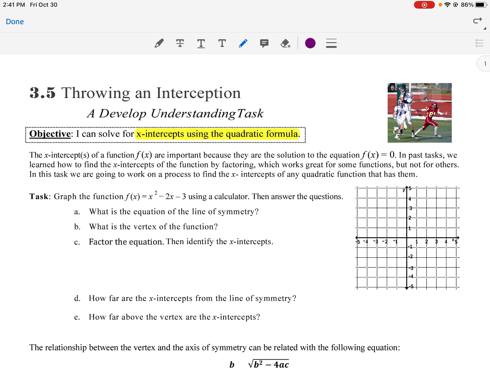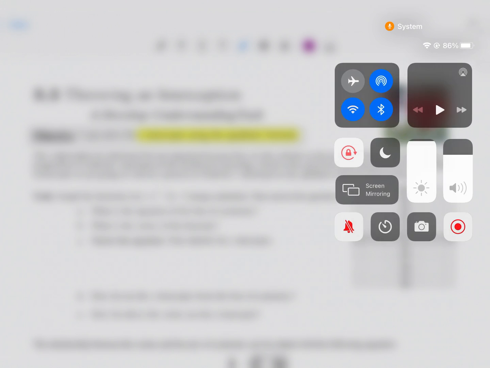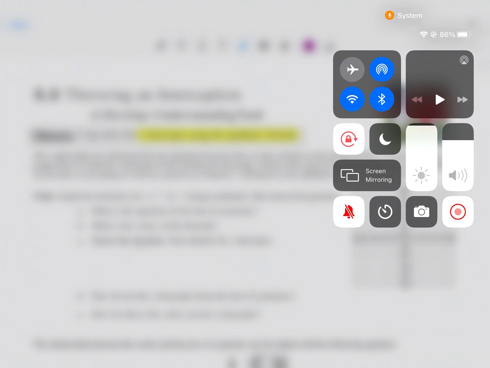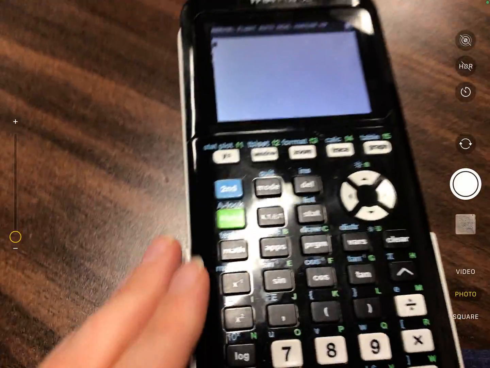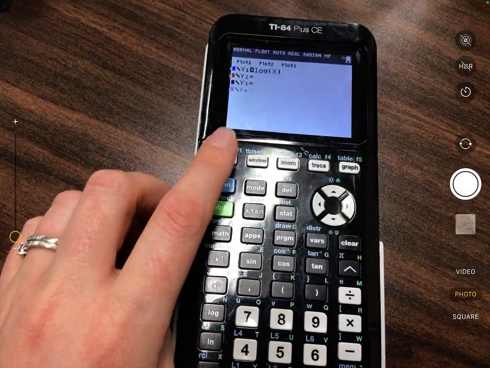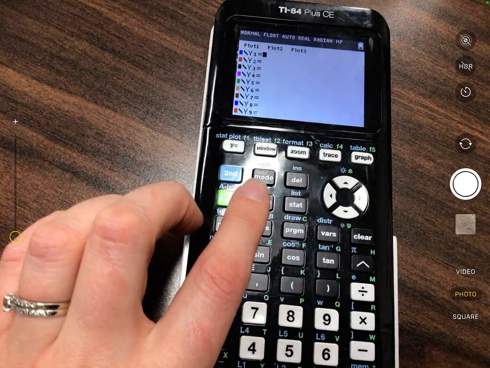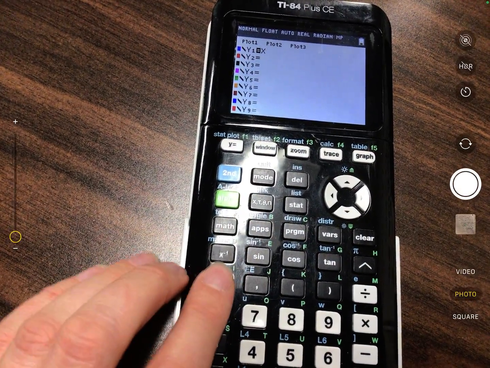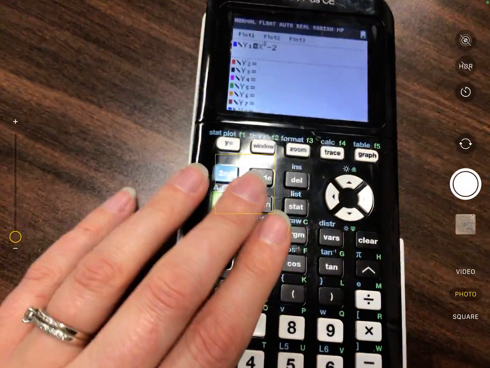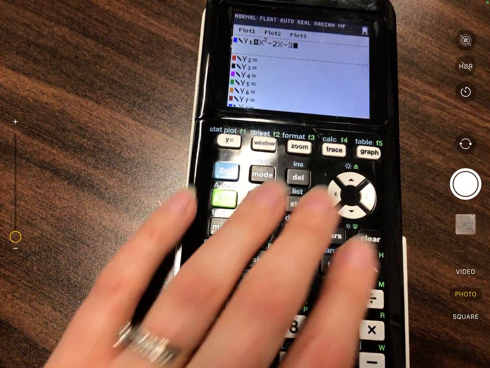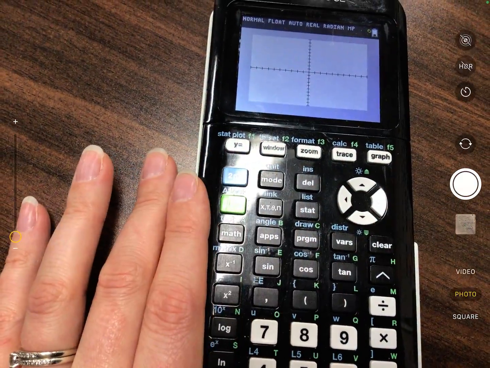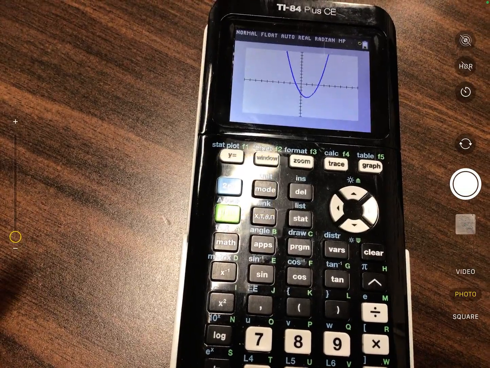Okay, so we're going to go ahead and take a look at this first one. I want you to graph f of x, or y equals x squared minus 2x minus 3, using a calculator, and then answer these questions. I'm going to switch to my camera real quick and walk you through how you use your calculator to graph that equation. Remember, we're going to hit y equals, and then here we're going to put in the equation. So here's your x squared minus 2x minus 3. Let's go ahead and look at the graph. From here, it usually defaults to this 10 by 10 window.